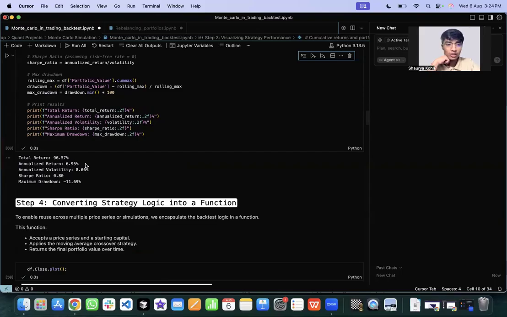6.95% with the annual volatility over here being 8.6. I won't say it's that volatile, but it's not that good. And same is for the Sharpe ratio. It is 0.8. Not worse, but not as good as we expected. A Sharpe ratio higher than 1 is something that we consider really good in the finance world. And the maximum drawdown is minus 11.69% to be precise.